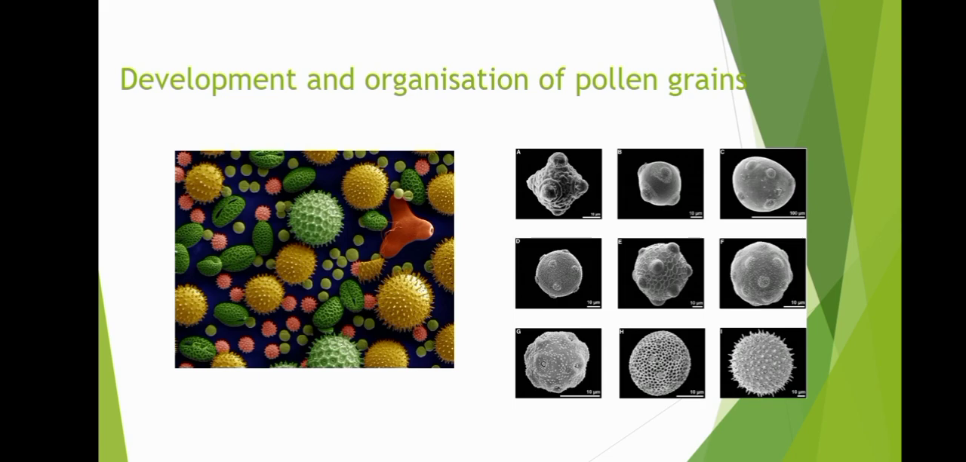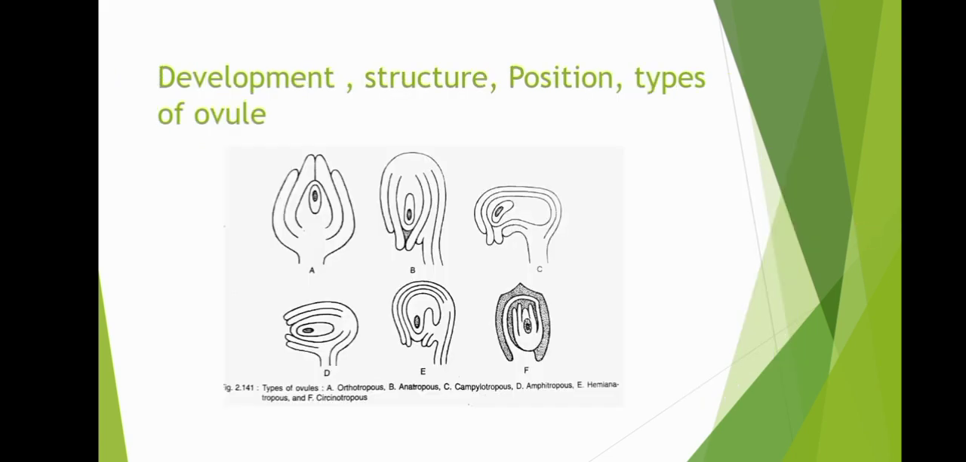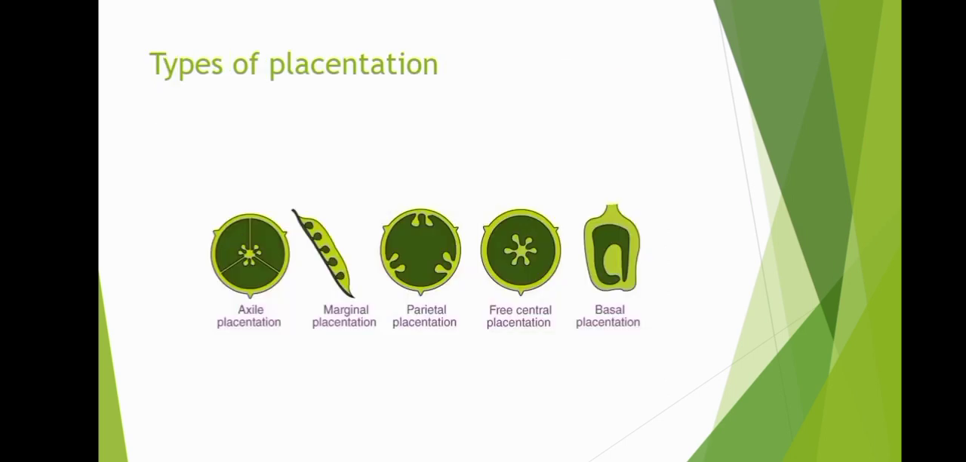Development and organization of pollen grains. Pollen grains may differ in their size, shape, morphology, structure, and the outer exine and inner intine wall, and depending upon their levels of stratification, the pollen grains are organized. Development, structure, position, and types of ovules. We can see the types of ovules, that is orthotropous, anatropous, campylotropous, amphitropous, etc. Types of placentation. Placentation may be axial, marginal, parietal, free central, or basal.